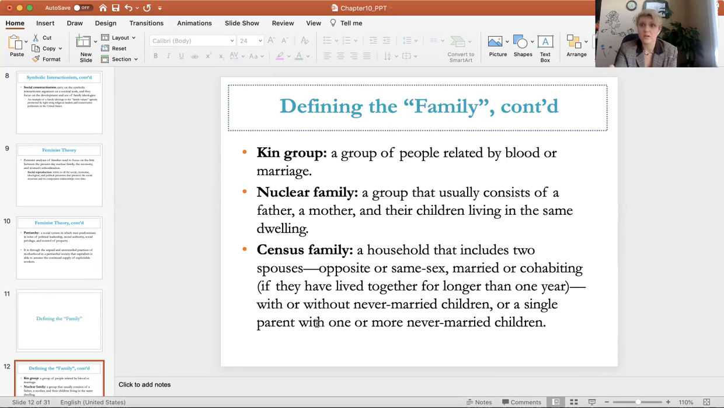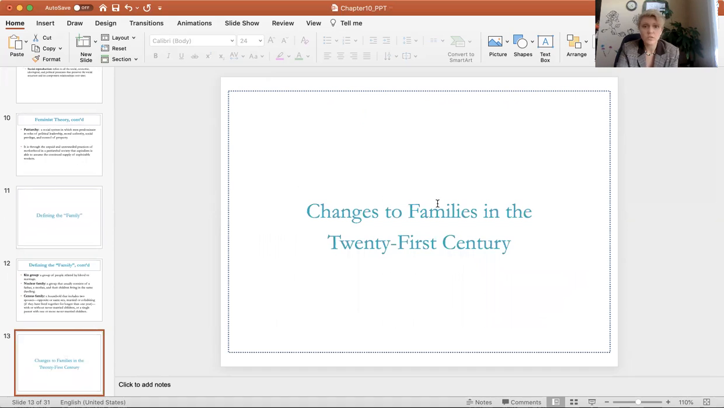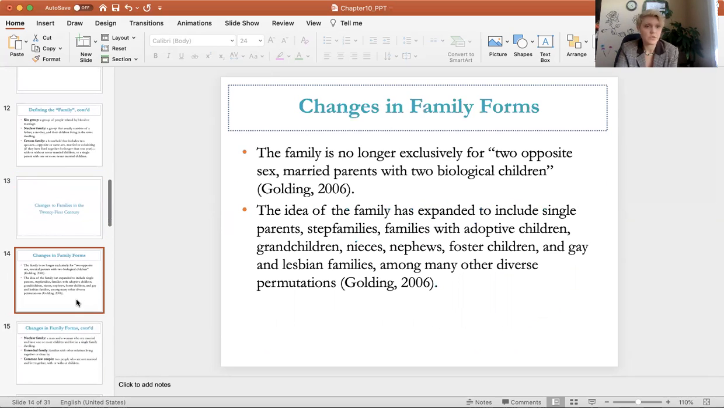And in Canada, it is considered to be a legally valid family unit, so you can start doing taxes together. You can act as a family unit even without the marriage license. So this would be an example of one of the changes to the family unit in the 21st century, and there are of course many others.